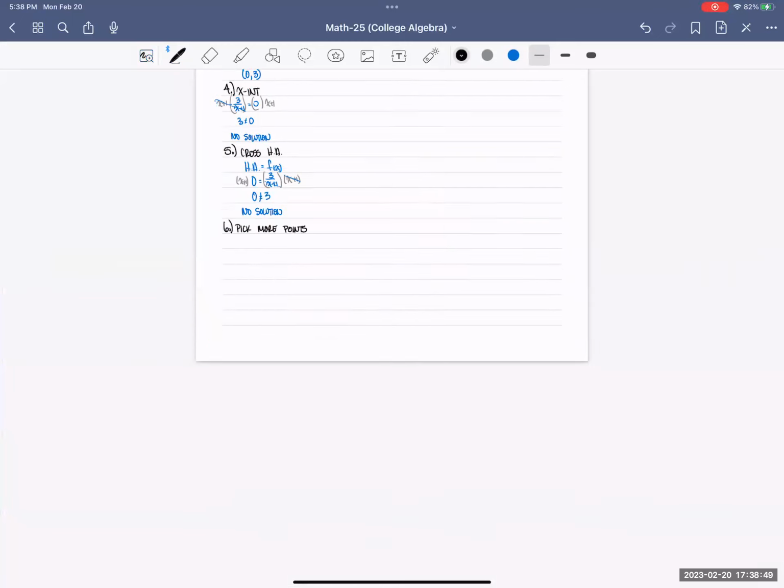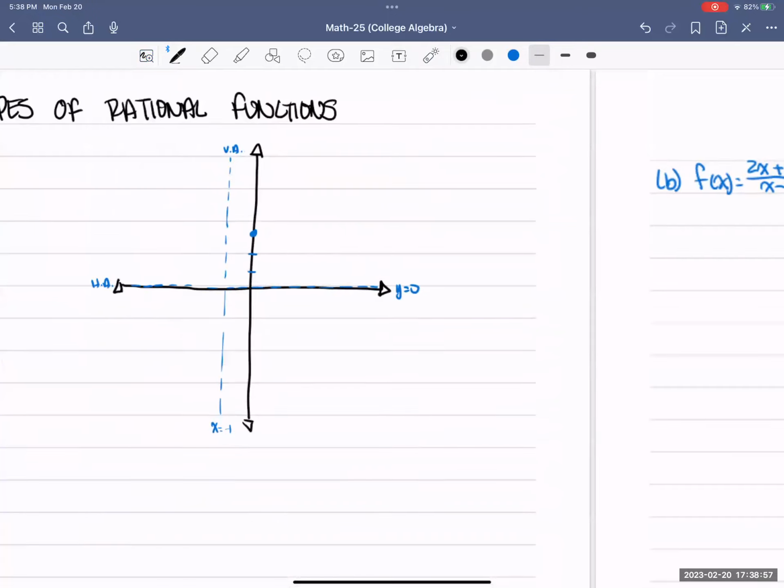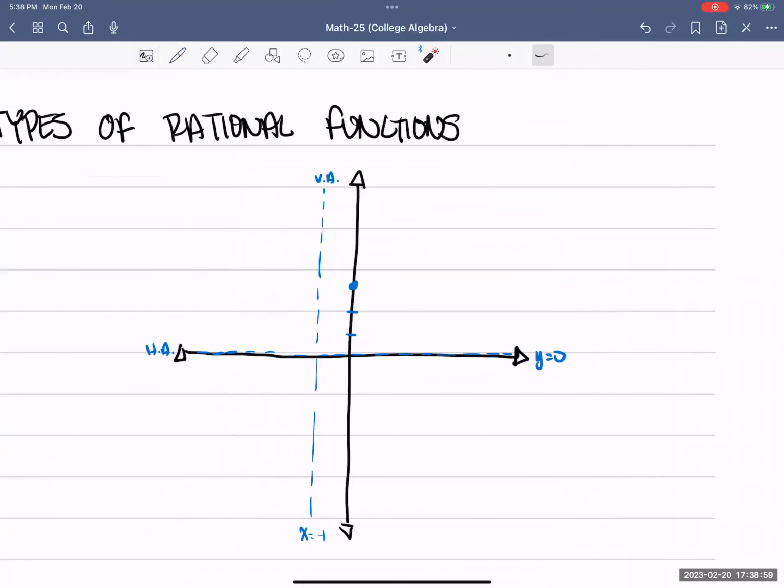So pick more points. What we're looking for is to see where we don't have part of our function. So let's see where our graph is right now. We know that we're never going to cross that vertical asymptote because that's where our function's undefined. In step number 5, we checked to see if we were going to cross our horizontal asymptote, so we know that we don't cross it anywhere. So we know that on this side of the graph where we have this one point, our graph has no other choice but to follow the asymptotes.